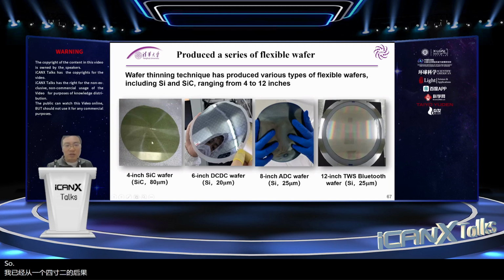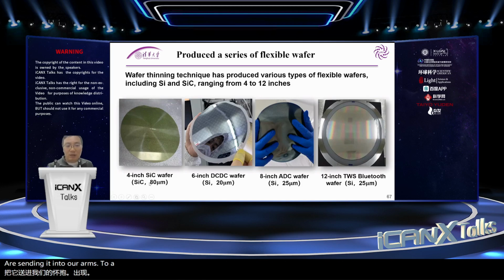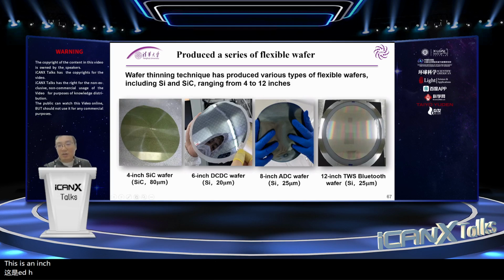Here we show different silicon wafers and silicon carbide wafers. This is a 4-inch silicon carbide wafer. We can thin it to 18 micrometers. This is a 6-inch DC-DC wafer. The thickness is only 20 micrometers, so it's very flexible. This is an 8-inch wafer. This is a 12-inch wafer, which is also about 20 micrometers.